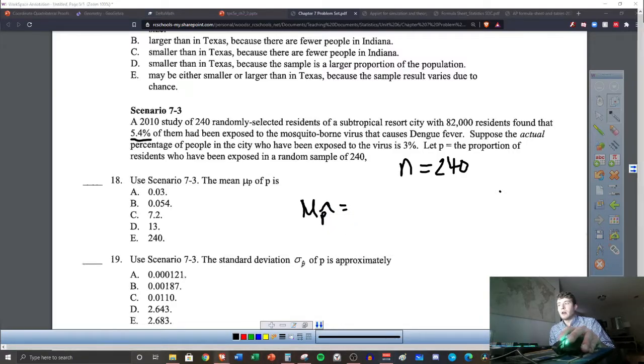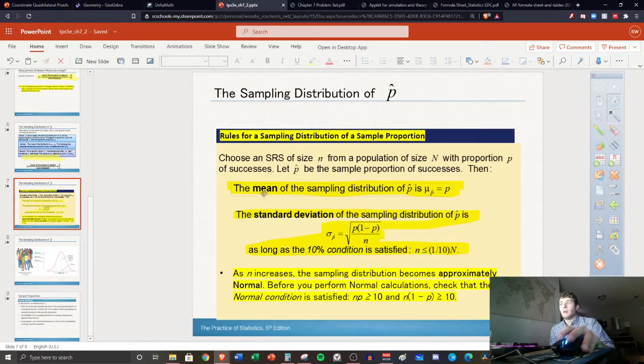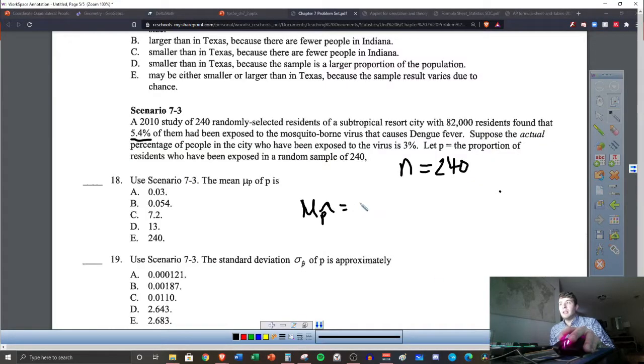Well, here's where we go to our rule. What is the mean of the sampling distribution? Well, it's going to be equal to P, and P is the true population proportion. They told us that was 3%. As a decimal, that's 0.03. So we get A as our answer for this one.